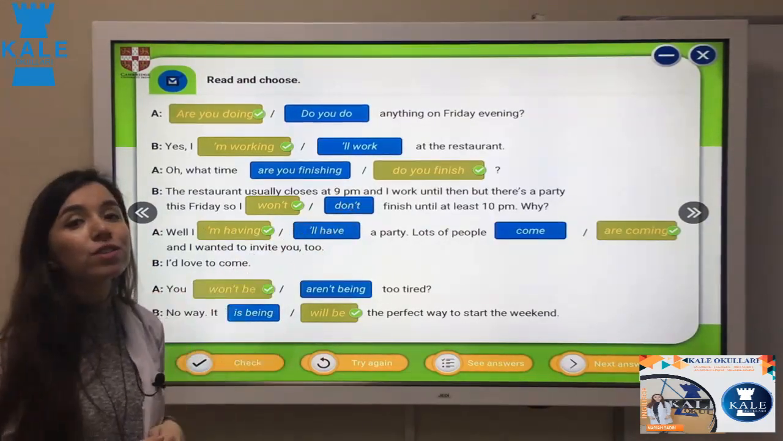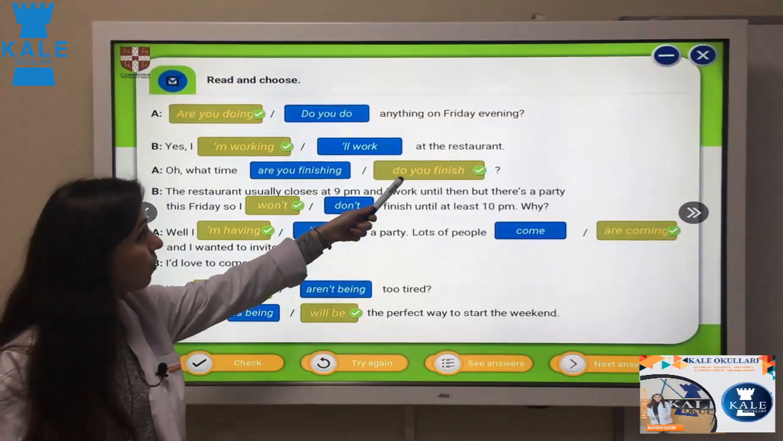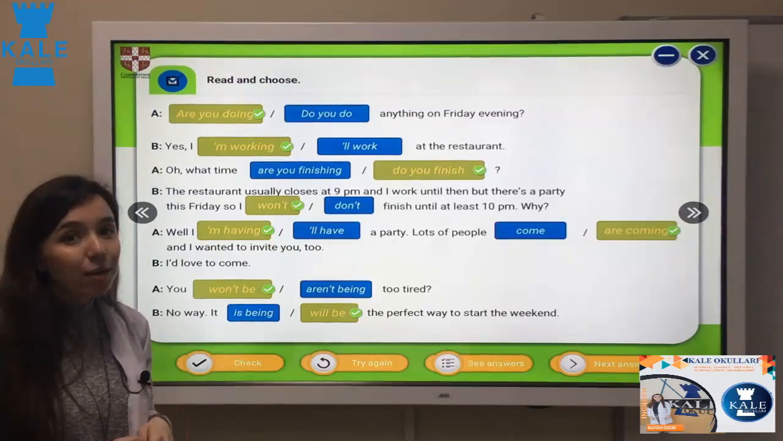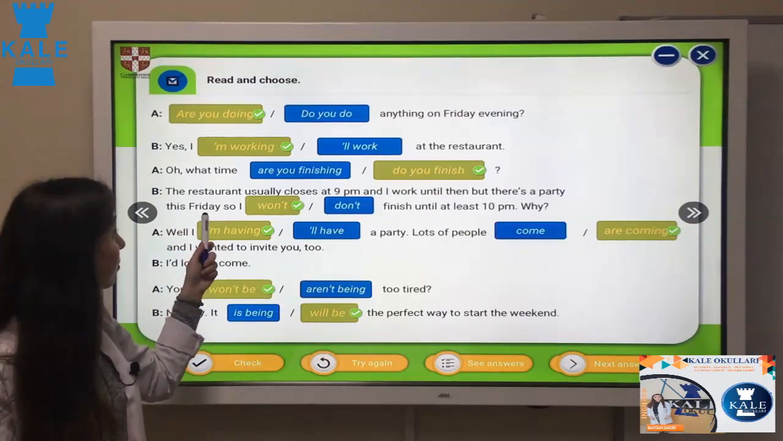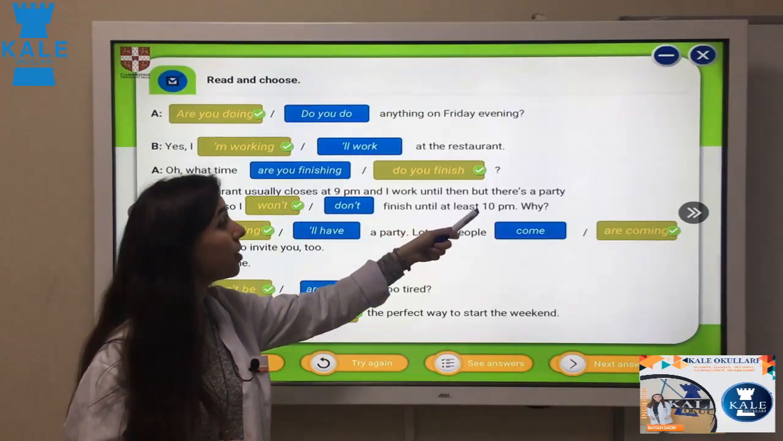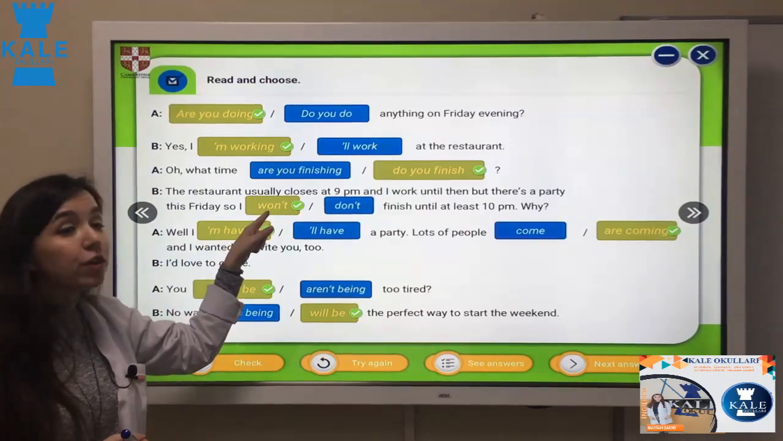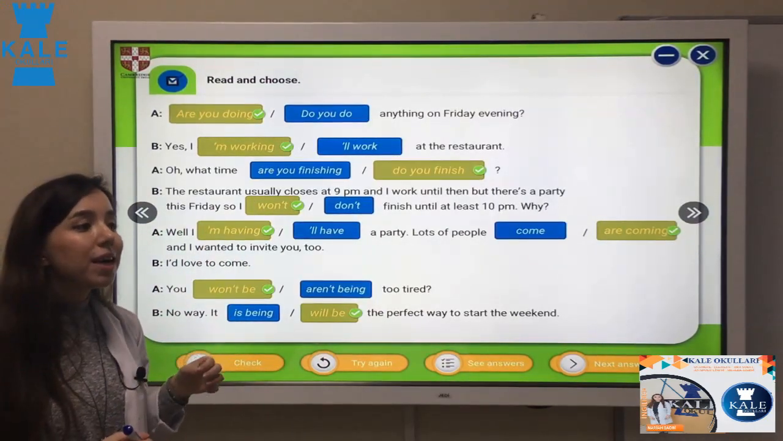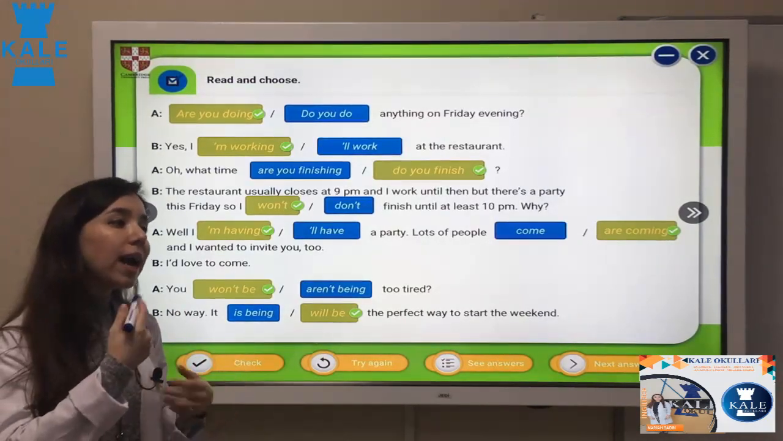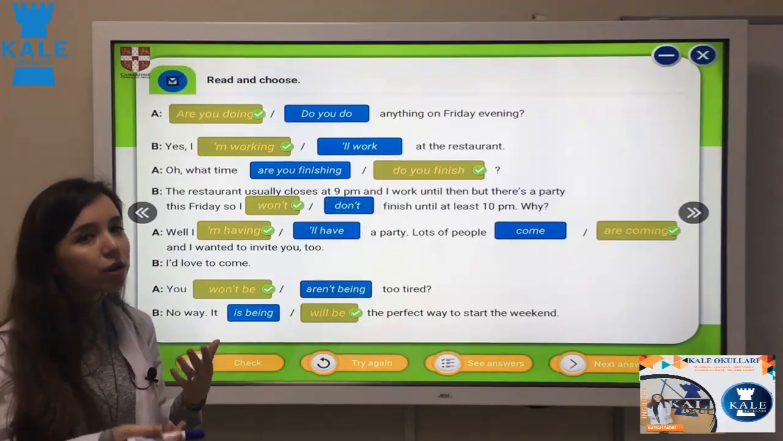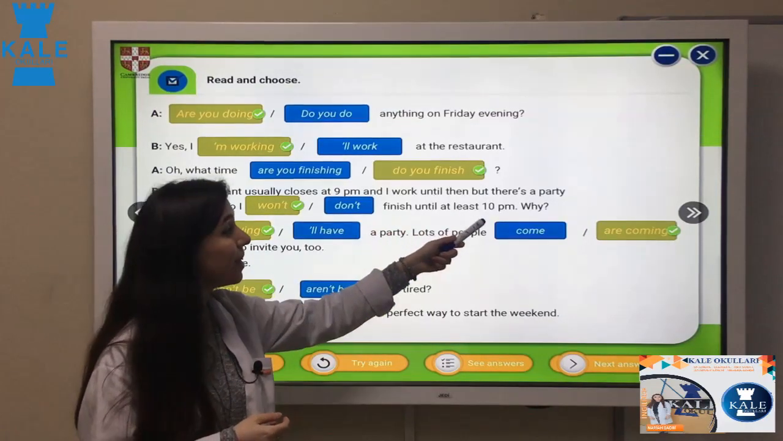Because of that, here we use present simple. The restaurant usually closes at 9. Look at here. When do you finish? Closes at 9 p.m. It's something again fixed. And I work until then, but there is a party this Friday, so I won't finish until at least 10 p.m. So here, look at here, we use won't. Why? Because it's going to have a party, so I have to predict. Can I finish it? I can't finish. How is it going to be? So I predict it. Because of that, I said I won't finish until at least 10 p.m.